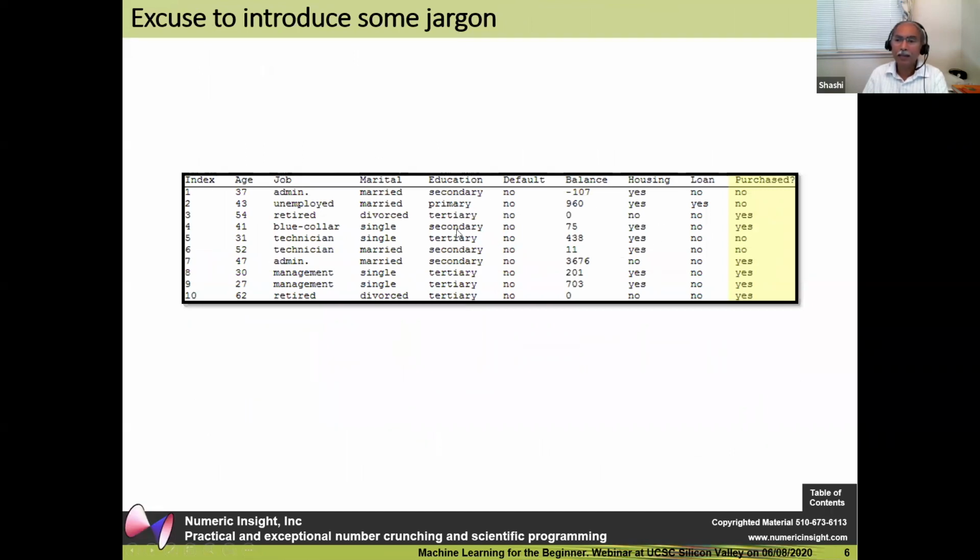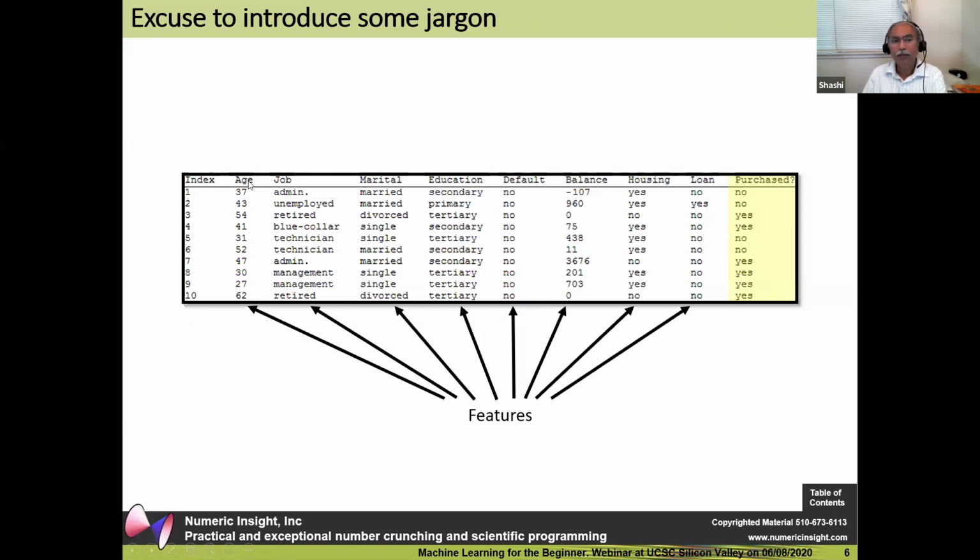So here is that piece of that data set that I showed you. Okay. Now, all of these columns are called features. Okay. Age is a feature. Job is a feature. So unemployed is also called a job. Marital status is a feature, and so on.